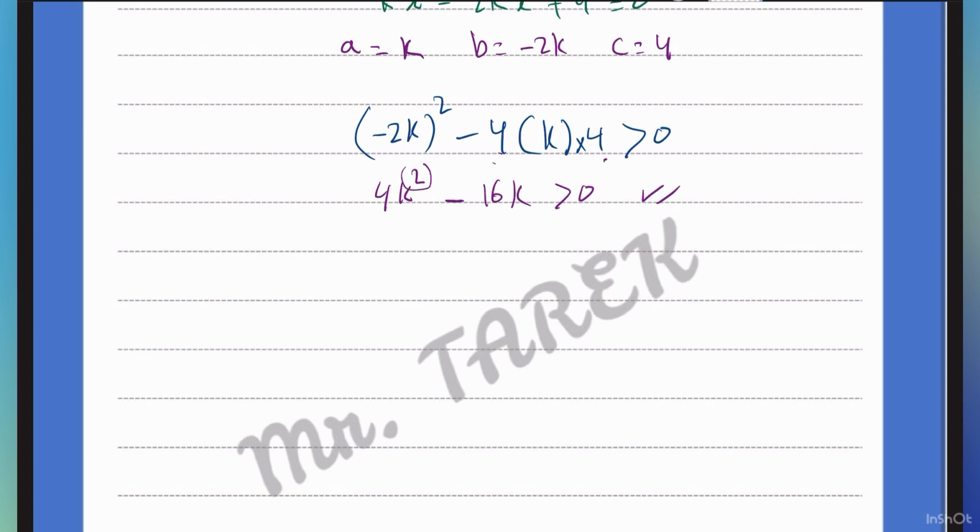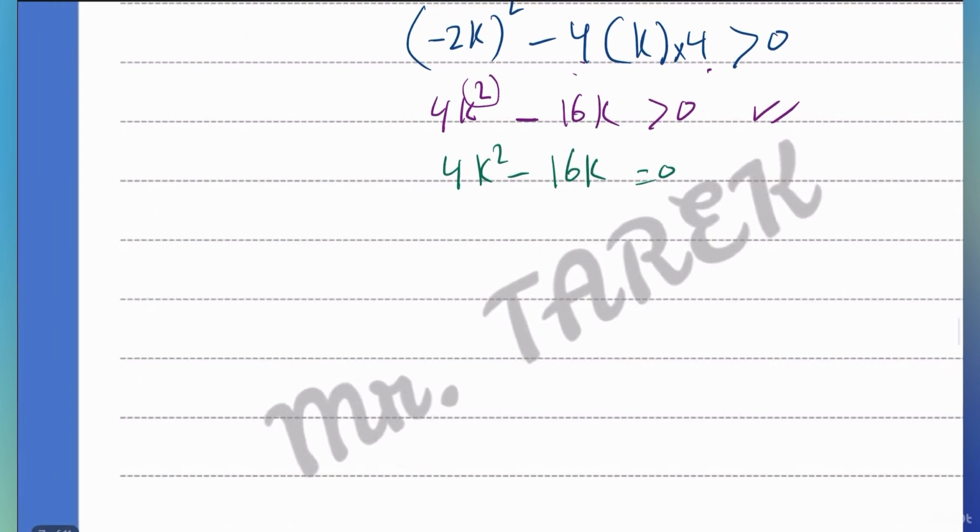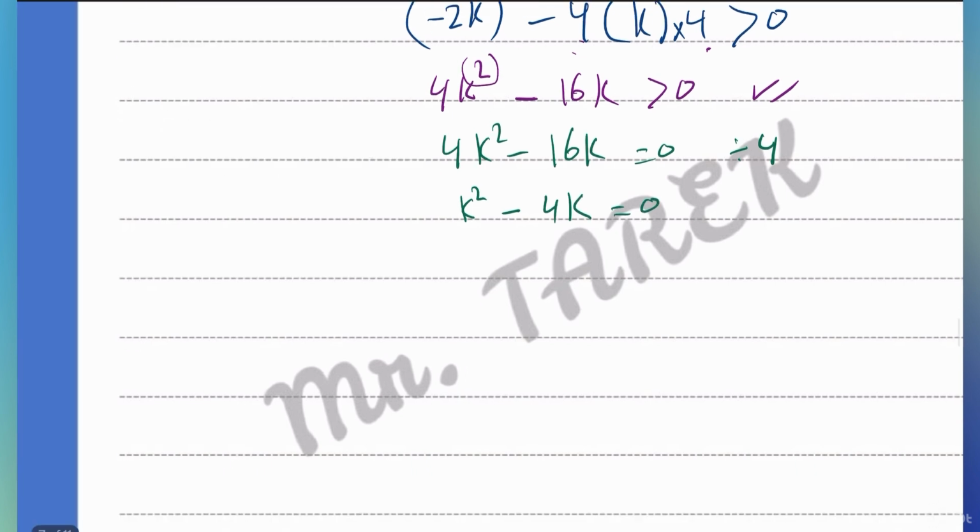That means you have to do what you did in grade 11. So 4k squared minus 16k equals 0. First of all, convert it to an equation. After that, simplify the equation before we factorize. I noticed that we can divide each term by 4. So we come up with k squared minus 4k equals 0. Now I am able to factorize.